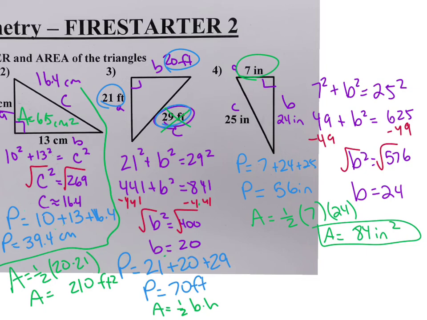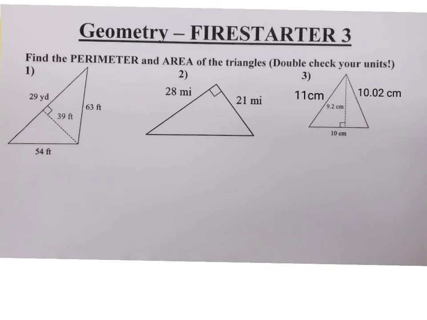All right. So that one actually had a lot of work, because you had to do Pythagoreans every single time. On the next Firestarter, I do not make you do Pythagoreans every single time. The keyword is green calculator.